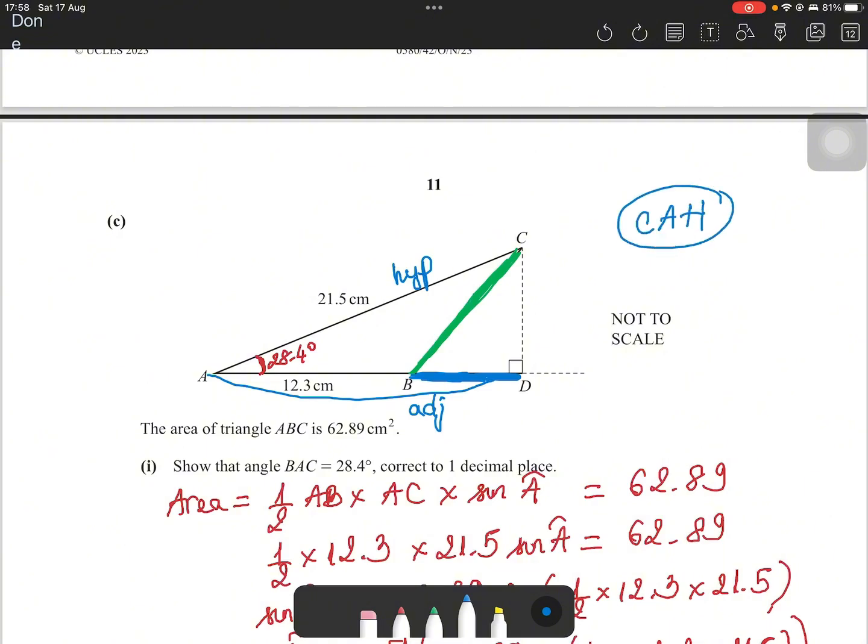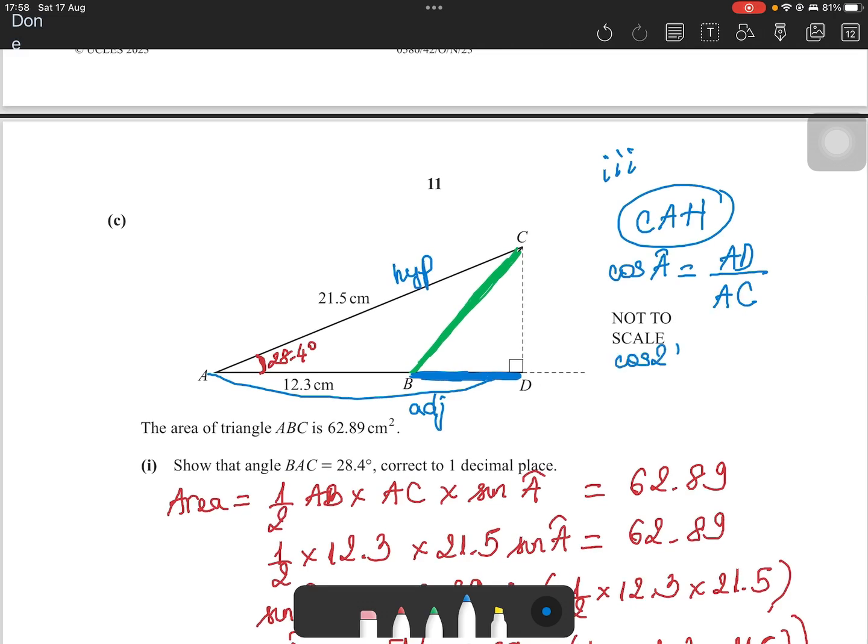We use cos for question number 3. Cos of the angle A equals adjacent over hypotenuse. Cos of A is equal to AD over AC. The angle A is 28.4 degrees and AD is 12.3 plus BD over AC is 21.5. So we write down this equation and then we solve it to find the length of BD.